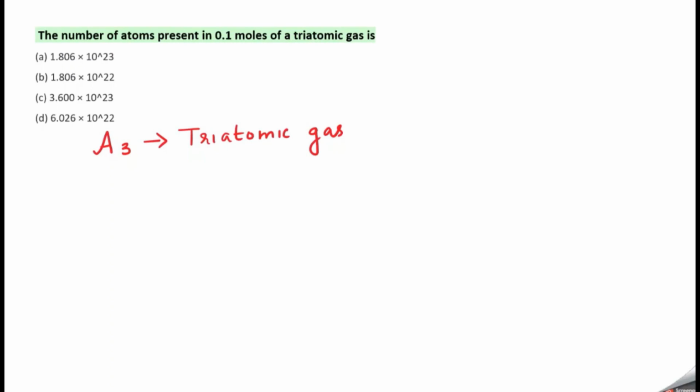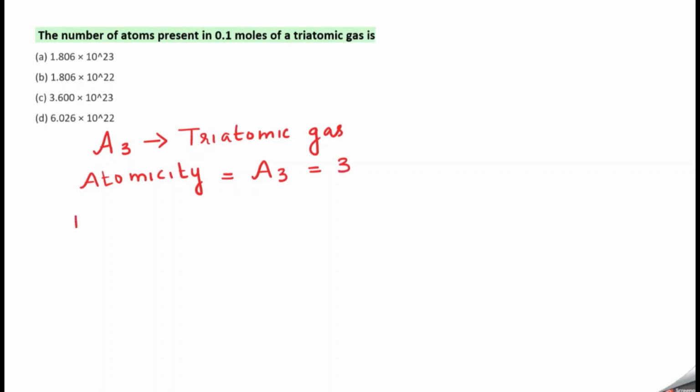And look at this question. They are asking you the number of atoms present in a molecule actually. So how do we calculate the number of atoms if a molecule is given? In that case, we introduce the concept of atomicity. So what do we mean by atomicity? Atomicity gives the number of atoms present in one molecule of a compound. So in the case of A3, how many atoms are present in one molecule of A3? I can say 3. So my atomicity is 3.